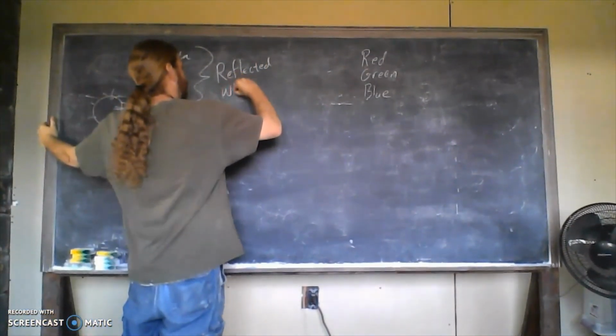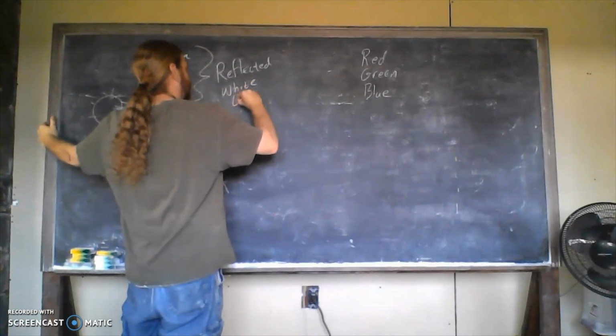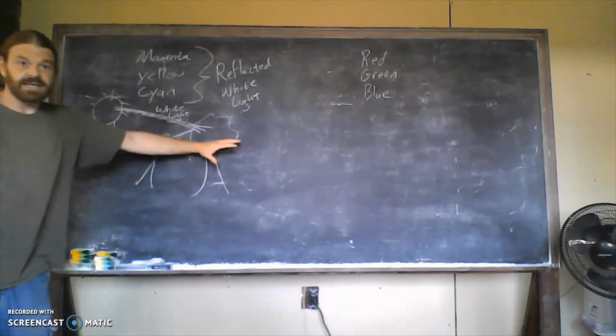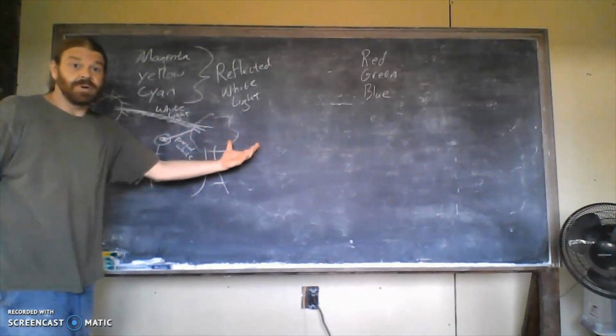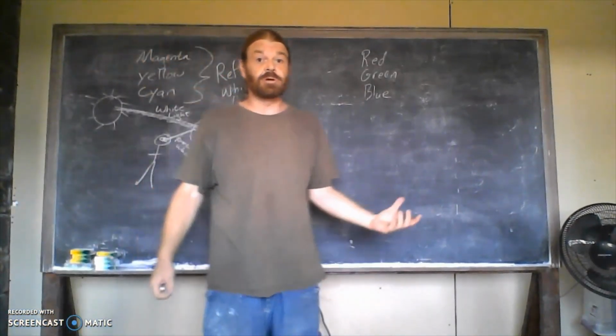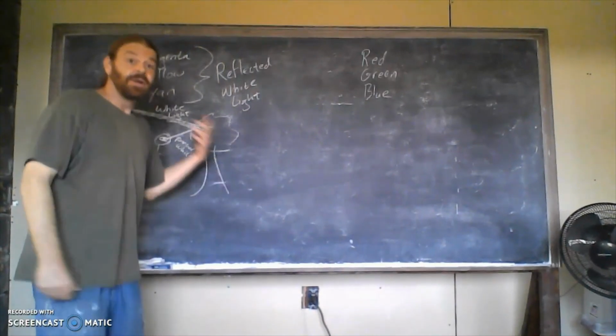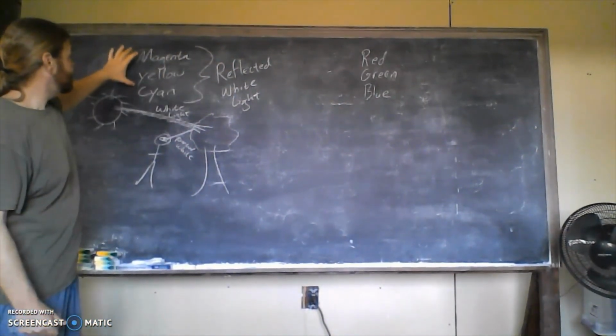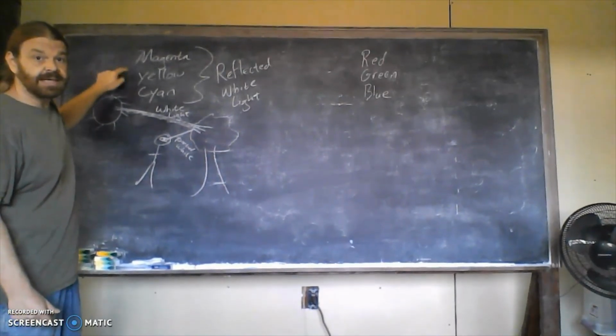Reflected white light. So when light hits something, some of the color spectrums are absorbed and others bounce back. We see what's missing, and we mix colors to get those by mixing magenta, yellow, and cyan.